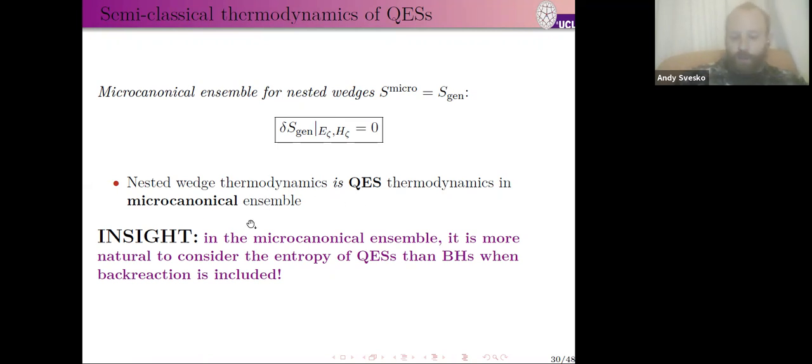And so this leads to a somewhat fundamental insight, in that when you work in the microcanonical ensemble, it ends up being, in a way, more natural to consider the entropy of quantum extremal surfaces than that of black hole horizons when you include backreaction. And it's simply due to this observation here.